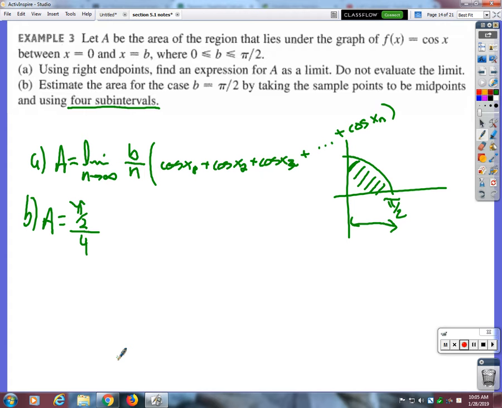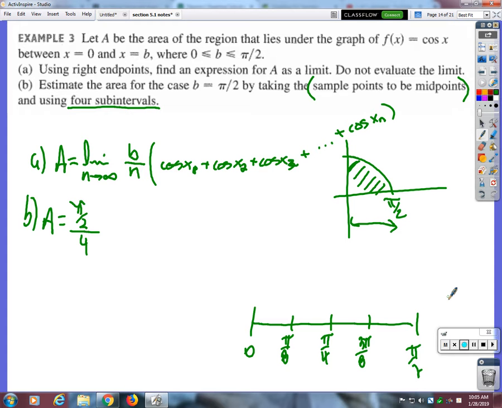Now this is a weird one because it says take the sample points to be midpoints, okay? So I'm going to take this distance from 0 to pi over 2. We're going to zoom in on this a little bit. I'm going to divide that up into 4 individual pieces. If I take pi over 2, the middle one's going to be pi over 4. This one's going to be pi over 8. And then this one's going to be 3 times that, 1, 2, 3 times pi over 8, so it's going to be 3 pi over 8, okay?